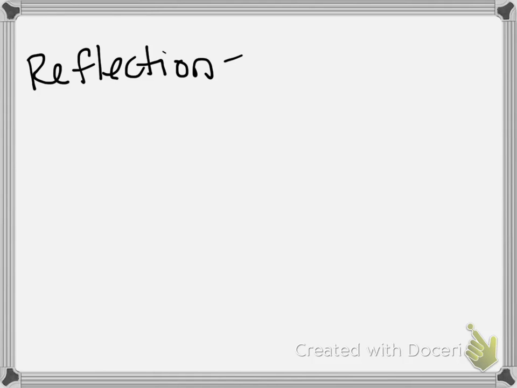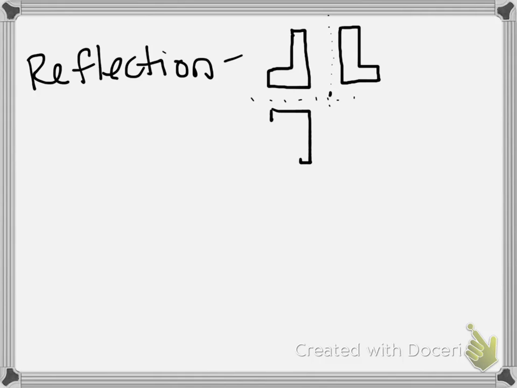And the last thing I want to talk about today is transformations, so that's reflections, rotations, and translations. Now, a reflection is like a flip. So if I had this shape, to reflect it would be to flip it over a line. So if I were to reflect it over that dotted line, it would reflect like this. If I were to reflect it over this dotted line, it could reflect down.